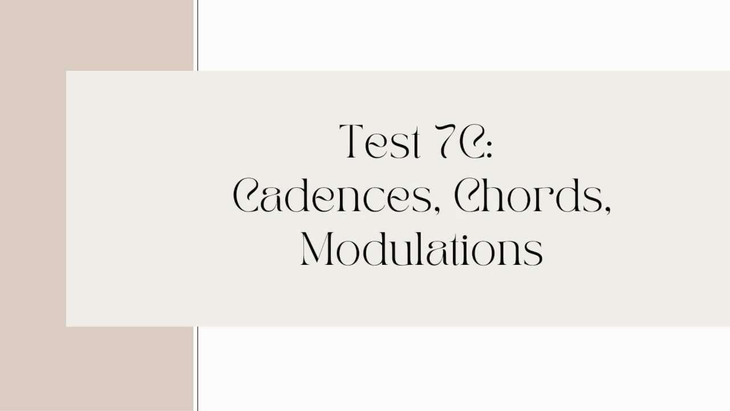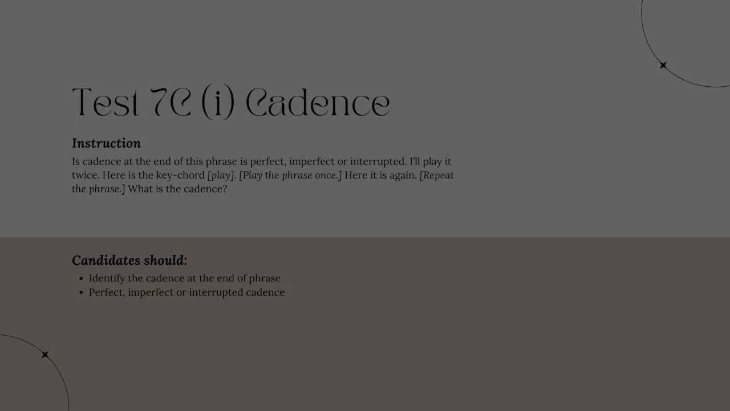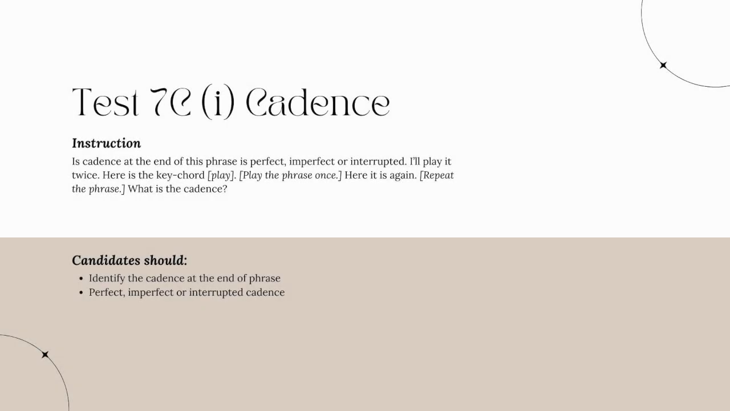Next, Test 7C, Cadences, Chords and Modulation. Test 7C1 would be on cadence. The instruction is as such: Is the cadence at the end of this phrase perfect, imperfect, or interrupted? I'll play it twice. Here is the key chord, and the examiner plays the phrase once. Here it is again, and the examiner repeats the phrase.